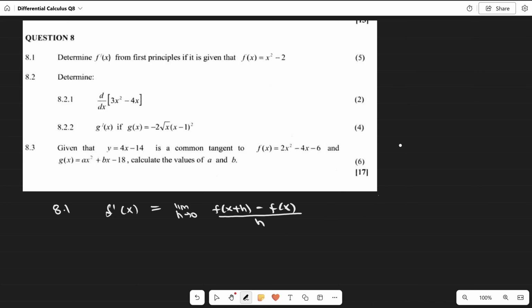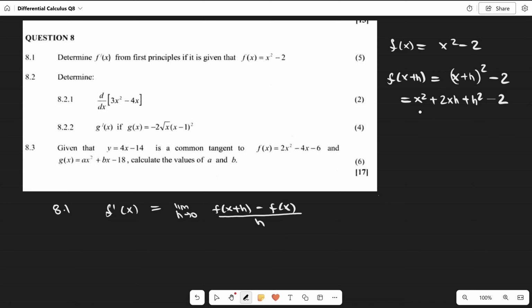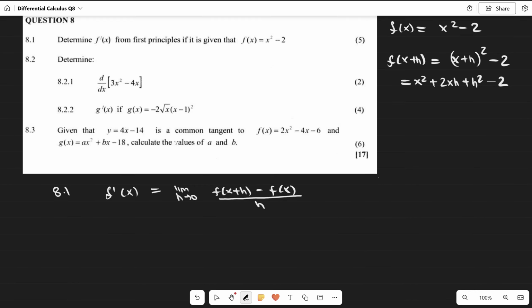We know that our f of x is equal to x squared minus 2. So that means our f of x plus h should be equal to, where there is x in this function, we substitute x plus h. So this is x plus h squared minus 2, which is equal to x squared plus 2xh plus h squared minus 2. Using this, we can now substitute that into our formula.